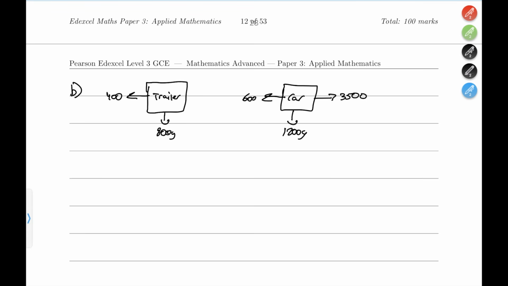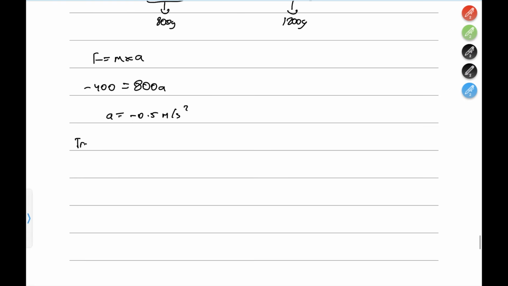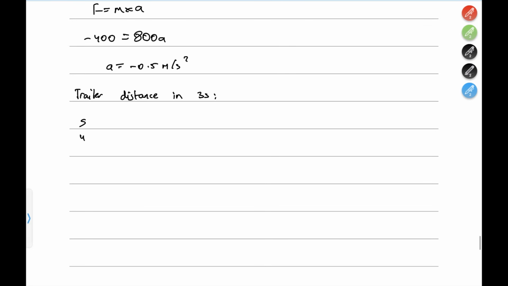So, well, we can find out the new acceleration here because the only resistance for the trailer is 400. So if we write F equals ma, so this is again Newton's second law, we know that minus 400 is equal to 800 A. So A is equal to minus 0.5 meters per second squared. So the trailer is decelerating with 0.5 meters per second squared. So we can now calculate how much distance it travels in 3 seconds. Trailer distance in 3 seconds. We're going to use SUVAT.